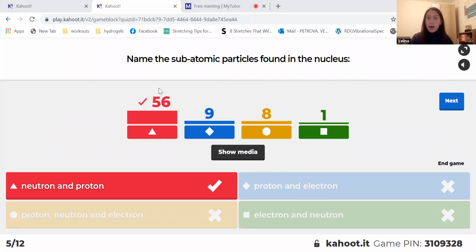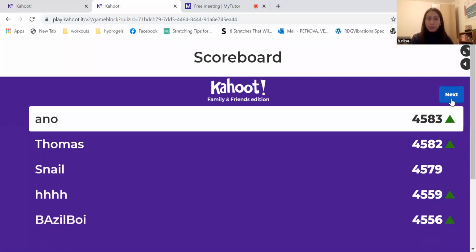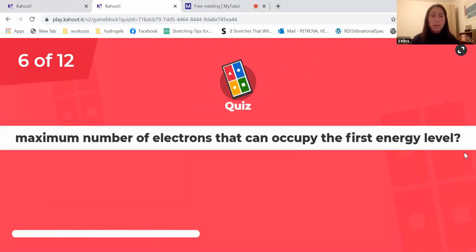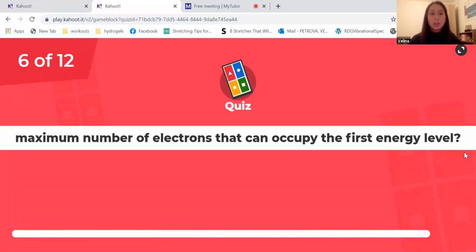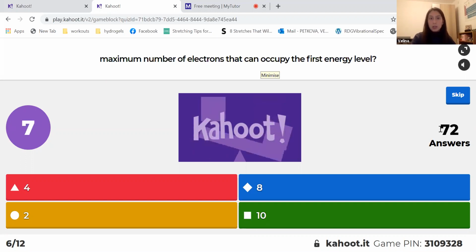So electrons, they're outside orbiting the nucleus. So in the nucleus, it's just protons and neutrons. Oh, we've had a swap. Well done to Anno. So maximum number of electrons that can occupy the first energy level, or shell, well done. So energy level or shell, perfect.